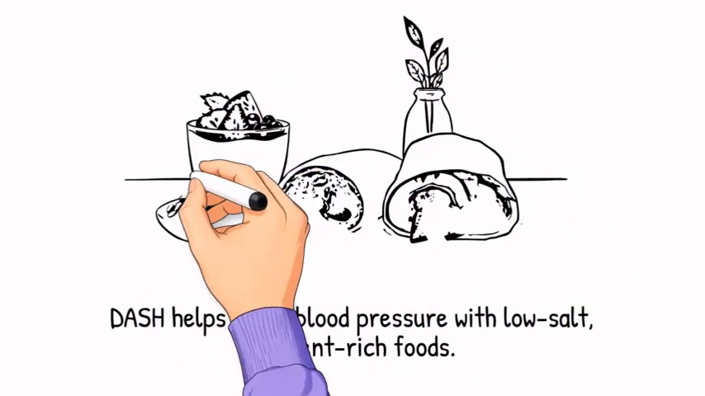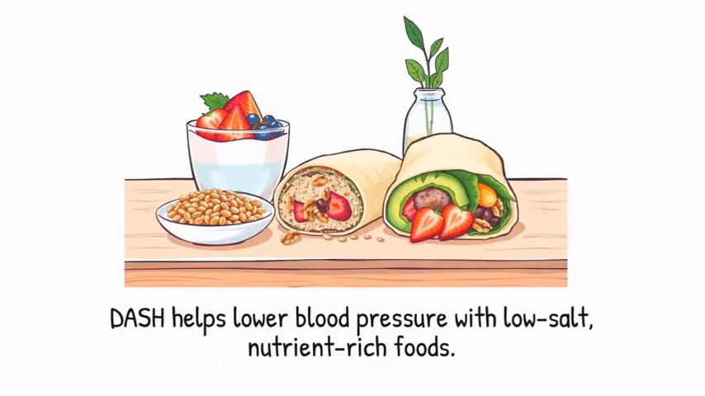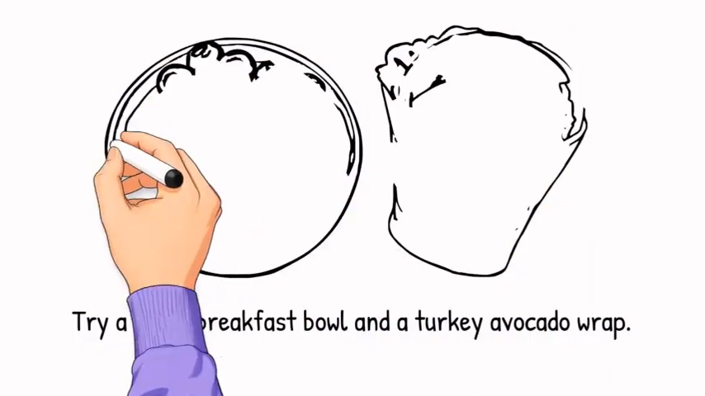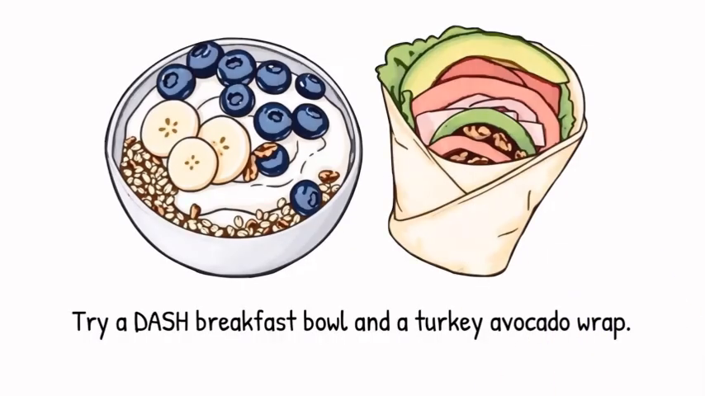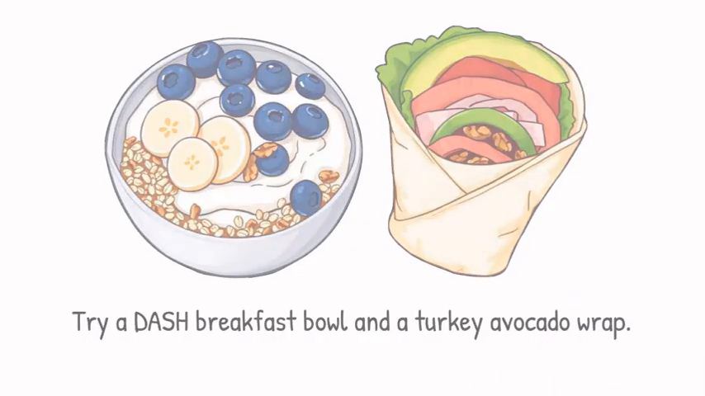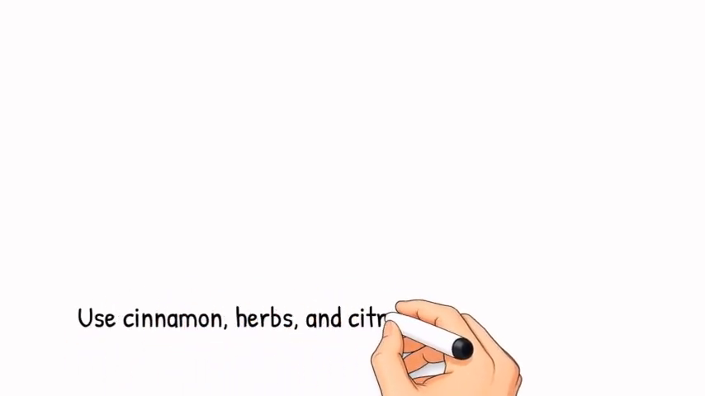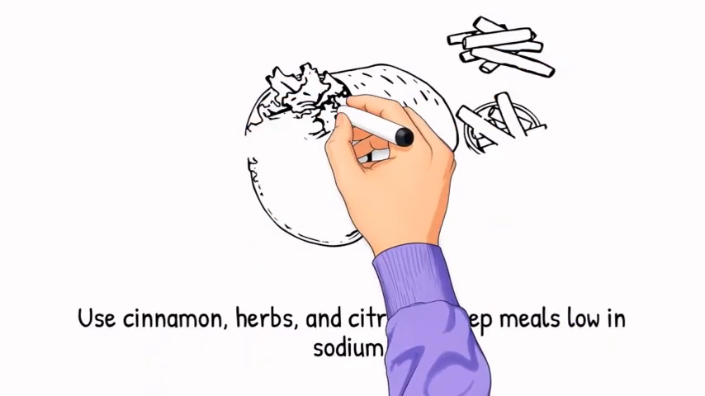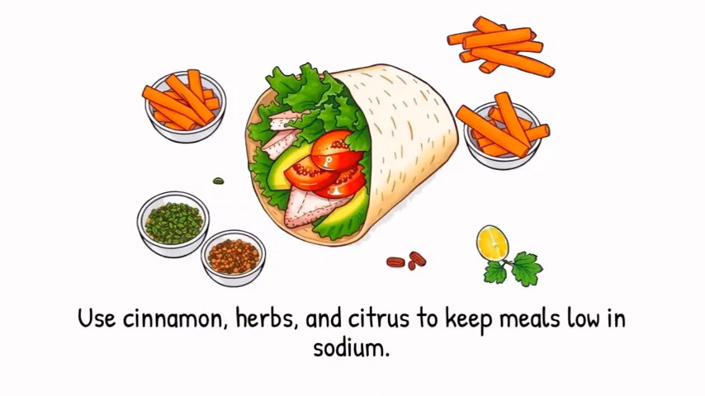The DASH diet was designed to help lower blood pressure. It emphasizes fruits, vegetables, low-fat dairy, lean protein, and limited salt. Try a DASH-style breakfast bowl: plain Greek yogurt, blueberries, sliced banana, oats, and chopped walnuts. Add cinnamon instead of sugar. For lunch, make a turkey and avocado wrap with whole grain bread, lettuce, tomato, and a side of carrot sticks. The key is keeping sodium low while still making food taste good with herbs, citrus, and spices.